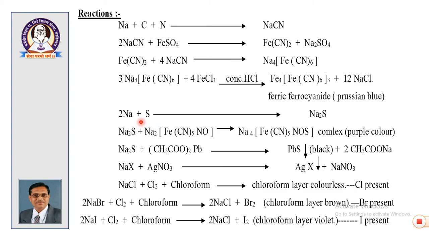Okay. Then for sulfur, sodium plus sulfur gives sodium sulphide. Sodium sulphide reacts with sodium nitroprusside, forming a purple color complex, that is the test with sodium nitroprusside. Then the test with lead acetate and acetic acid, lead sulphide is formed, which is black in color. With sodium halide and AgNO3 we get silver halide AgX, and this can be differentiated by using chloroform and chlorine water. So these are the tests which we carry out, and these are the reactions.